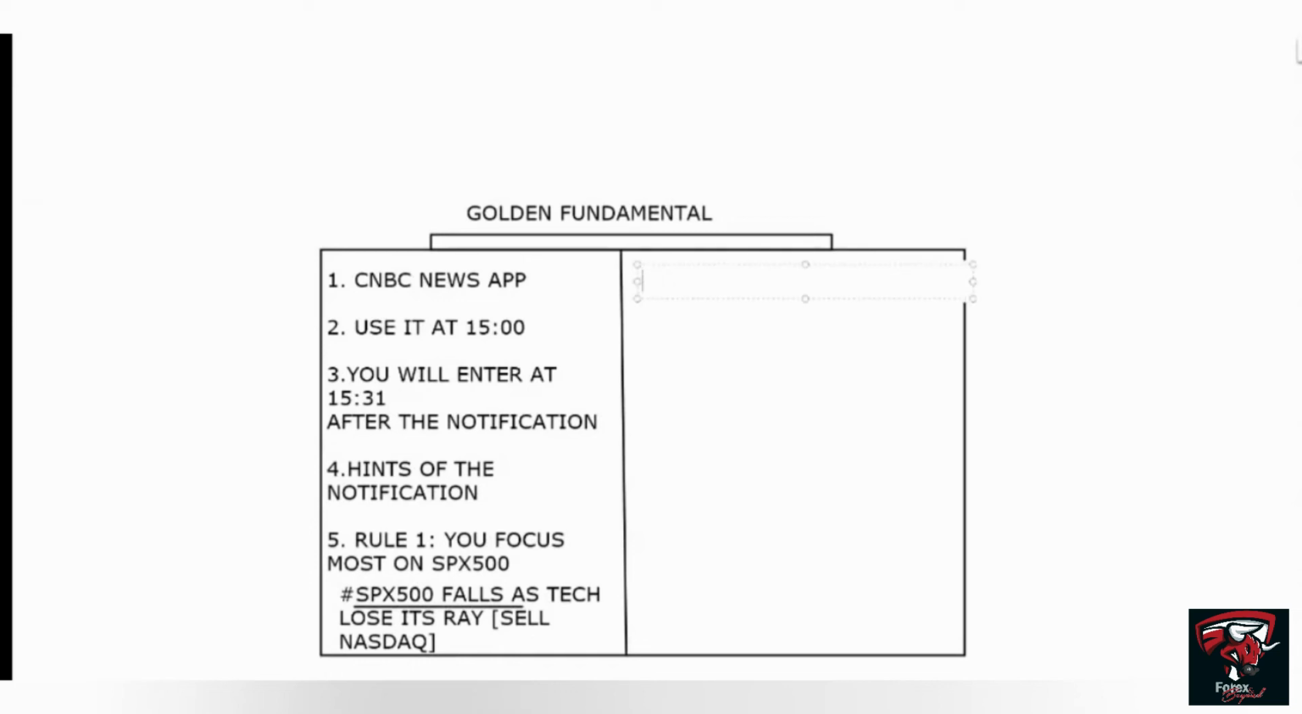So the other point, they can say S&P 500, let's say new highs. Okay, I'm going to remove this one. So here you're going to buy Nasdaq. So this is the second part. So rule number two.